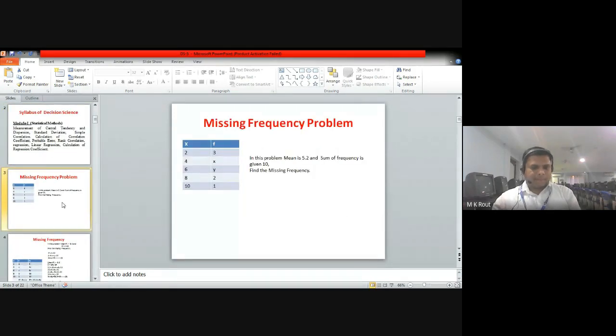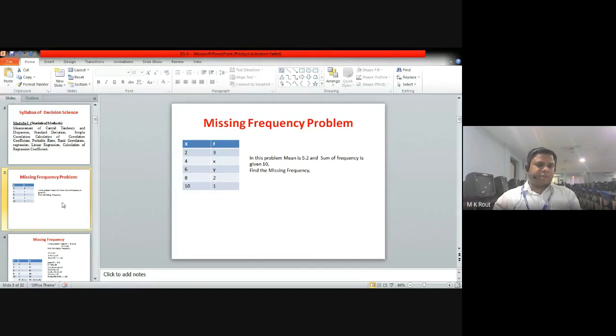Just note down. In case of the missing frequency problem, we have x variables and the respective frequencies are given. In this particular problem, the mean is given and the sum of frequency is given. So you have to find the missing frequency. I repeat, this kind of problem will appear in semester examinations. That is known as the missing frequency problem.